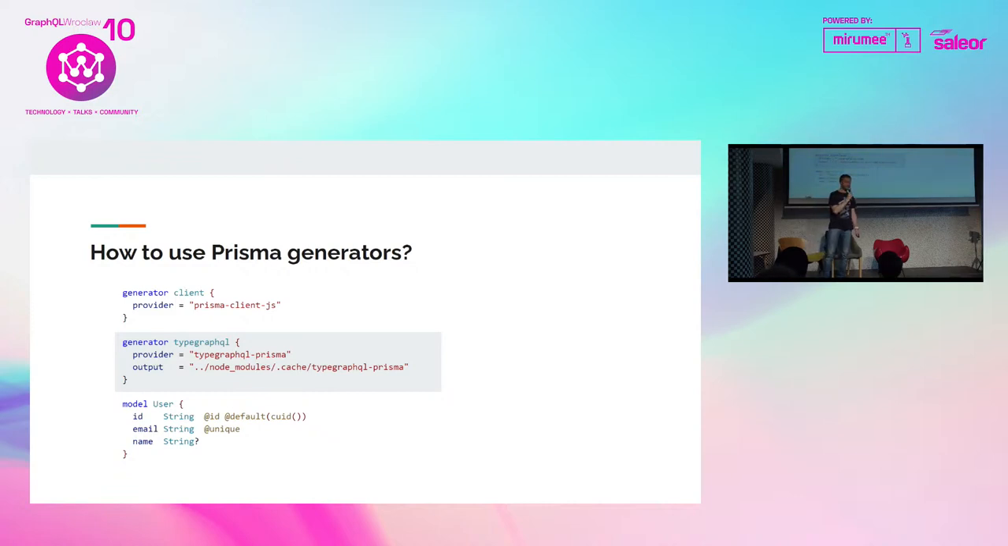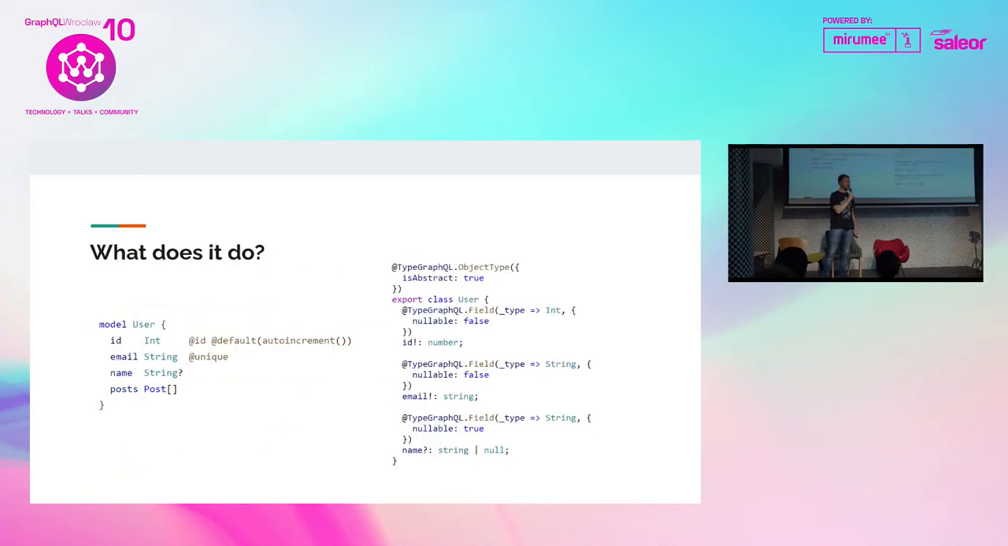So how to use that? We put the generator block in the Prisma schema file. That's the file where we define our models, so our entities. Apart from the standard Prisma client generator block, we need to put the provider typegraphql-prisma. We can also configure the output of the generated source code, because the first important thing is that it generates the source code. It doesn't just create something in runtime.